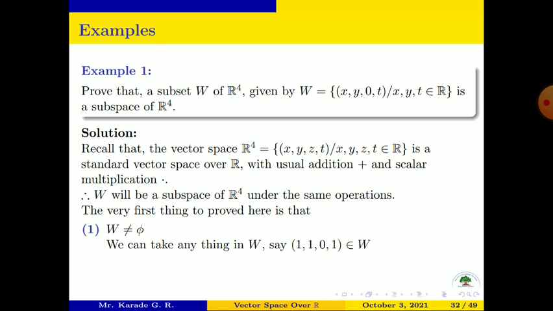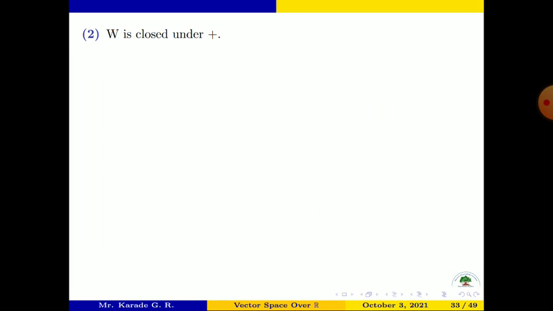That means we can take anything in W. See here (1, 1, 0, 1). This is an element of W from the definition of W. Therefore, W is not equal to the empty set. Moreover, (0, 0, 0, 0), the zero vector of R4, is also a member of W. Therefore, the zero vector belongs to W. That is also one more important thing that we are saying here. Therefore, W is not an empty set.